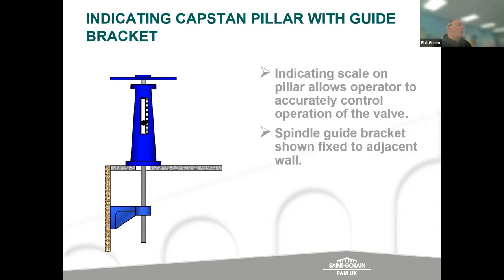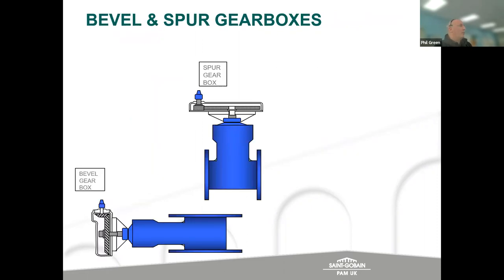What you can also do with gate valves, you can put gearboxes on them. So the bigger a valve gets, or depending on the differential pressure on a valve, gearing can be used to assist the operator when the torque required to open it is a value higher than the safe working limit, which is 25 kilograms force or 150 newton meters.